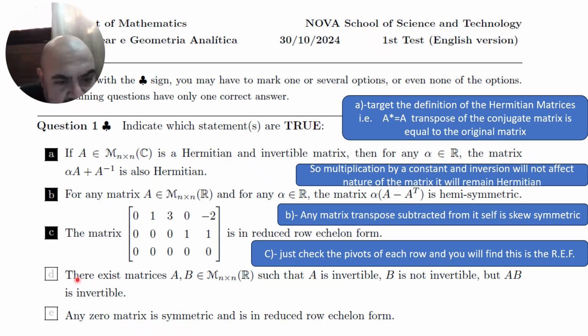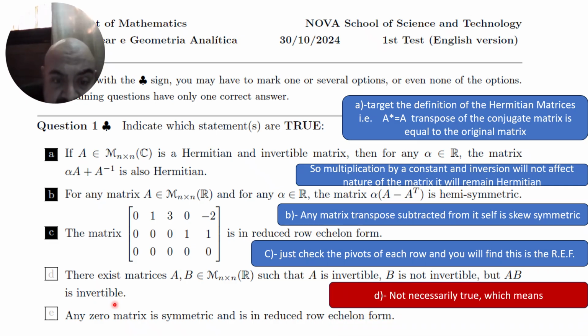He asks you again for number D. There exist matrices A and B, square matrices, such that A is invertible and B is not invertible, but AB is invertible. It may happen, so it is not necessarily true. Not necessarily true means maybe you will have this situation, but I can't consider it as a general case.